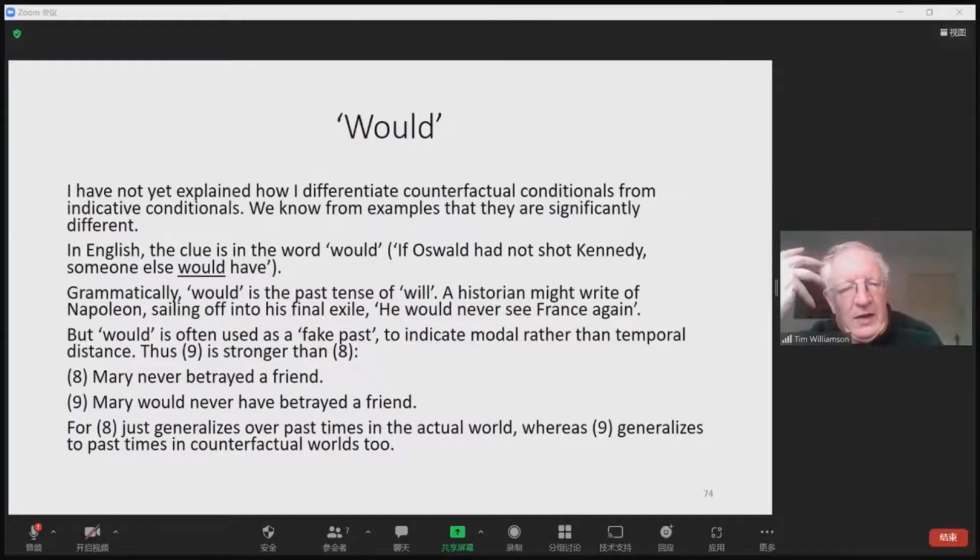But the word would is often used as what linguists call a fake past to indicate modal rather than temporal distance. So 9 is stronger than 8. 8 is just an ordinary past tense: Mary never betrayed a friend. Whereas 9, Mary would never have betrayed a friend, is saying something stronger. 8 is just generalizing over past times in the actual world, whereas 9 is generalizing to past times in counterfactual worlds as well. So it's adding a modal element to 8. So in that case, would is not being used as an ordinary tense expression. It's being used to convey modality.